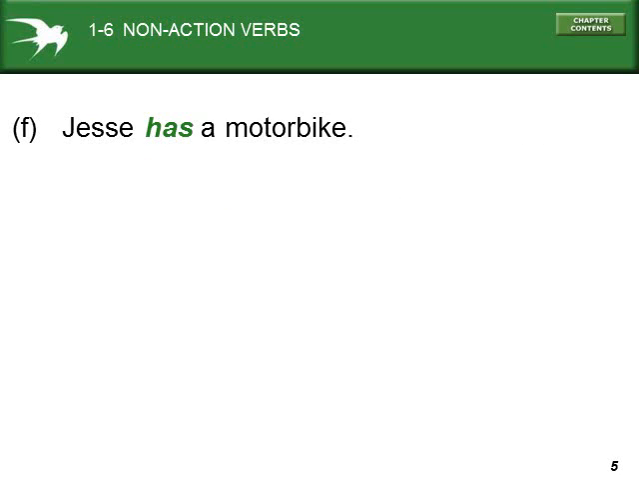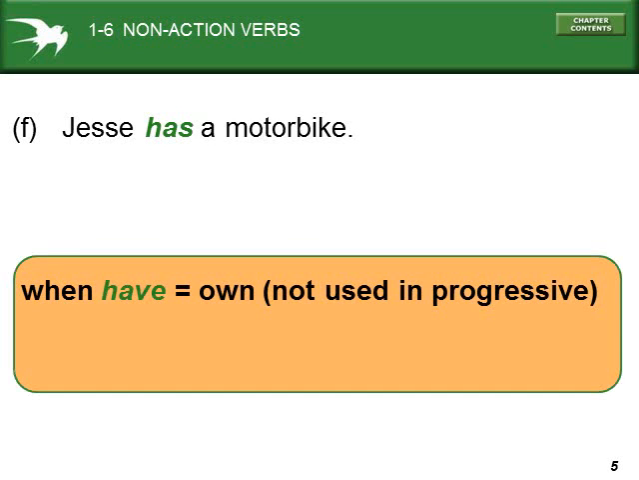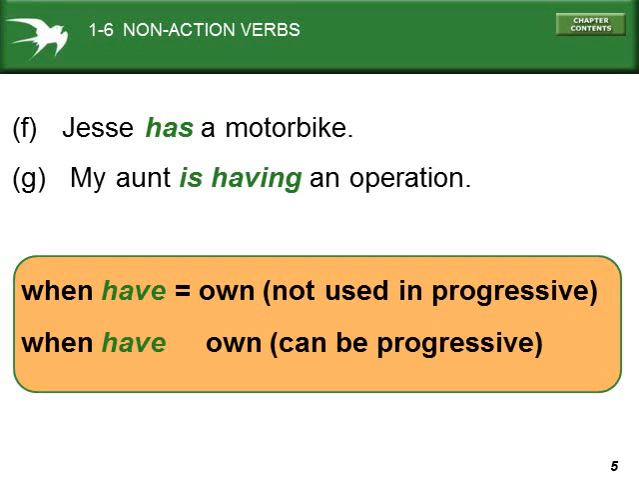Okay, and then the other one that has two meanings is has. So Jesse has a motorbike. Now in this case, has means ownership. And if you remember, one of our groups was possession or owning something. And when a verb is describing possession or ownership, we do not use it in the continuous tense because it is a non-action verb.